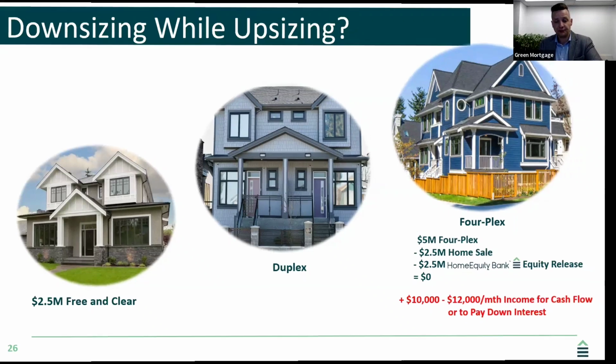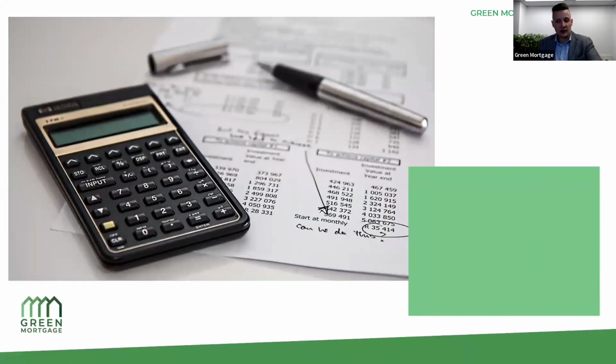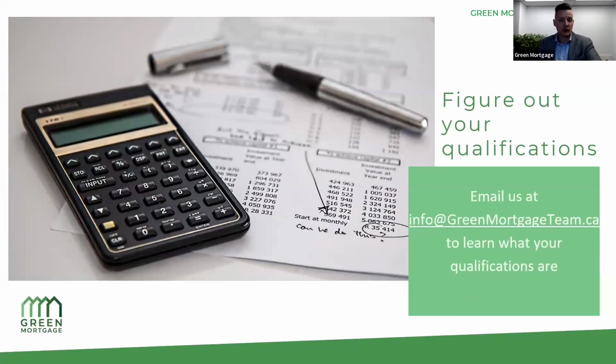Now, one of the things that you might want to be looking at is trying to figure out what your qualifications are. It's actually very, very easy and quick. You can always email us at info@greenmortgageteam.ca, and we can go through that. There are only a couple of questions we need to ask, and then we can let you know, yes, you qualify for this much with this lender, this much for this lender, here are the rates. We can also send you some charts and graphs that go over what your home equity would look like over time. So it's a pretty cool way of being able to understand things.